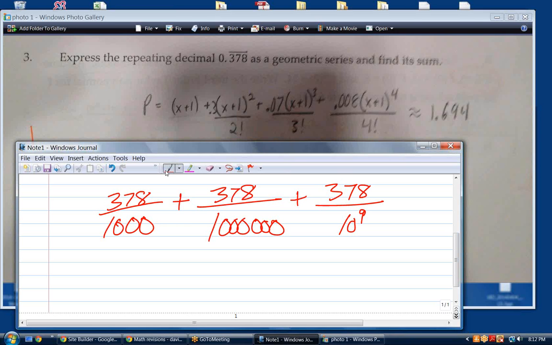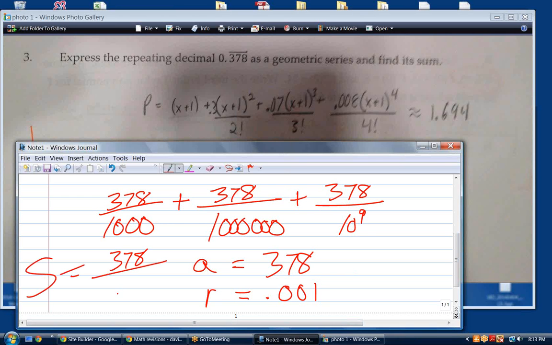Now, how do we put this in a series? Well, that's a good question. A would be 378, and R would be 1 minus 0.001, right? R would be 0.001. So now the sum is going to be 378 over 0.999.